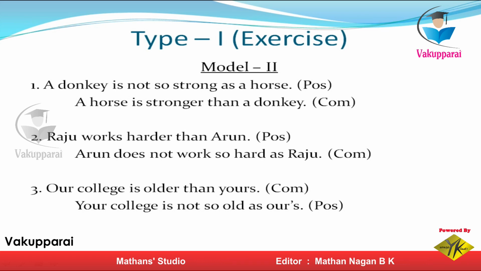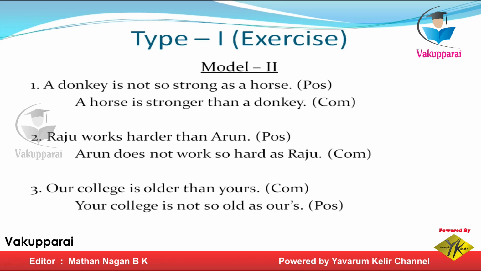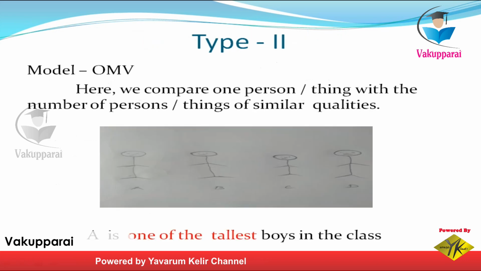So you simply keep it in mind that if the comparative degree is in negative, it is model 1. If the positive degree is in negative, it is model 2. Then we will move to type 2. As I already said, this model is called OMV model.